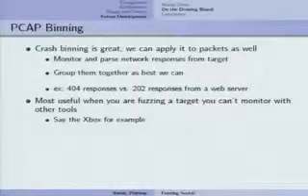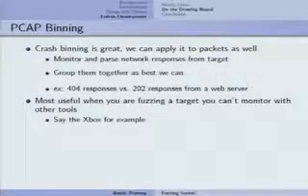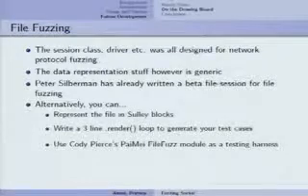Maybe. Another idea we had is PCAP binning. The same way that we can bin crashes, we want to bin PCAP. So if you're fuzzing your router or you just don't have the option to put a debugger into it, it'd be nice if we can just look at those responses and categorize those as well. So a simple example, we're fuzzing a web server, 404 responses versus 202 responses. Or if you're fuzzing the Xbox, for example, which we've done with Sulley, you can do this PCAP binning.